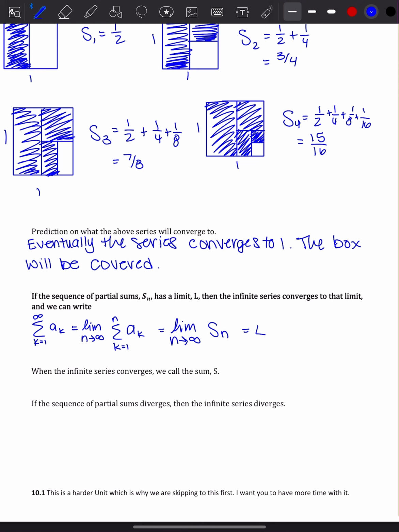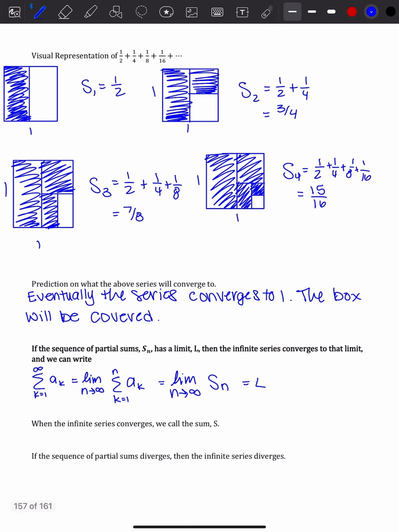So if we can find the partial sums and see how they're acting, so like here we had 1/2, 3/4, 7/8, 15/16, eventually we'll have an idea of what's going on with this sequence or the series, and we'll talk about how we can find that number. So when an infinite series converges, we call it the sum, which is S. If the sequence of partial sums diverges, then the infinite series diverges. So what we mean by that is if we aren't seeing a pattern that it's going towards, then we are going to diverge. And if each partial sum is getting bigger and bigger every single time with no cap, then our whole series is going to diverge.